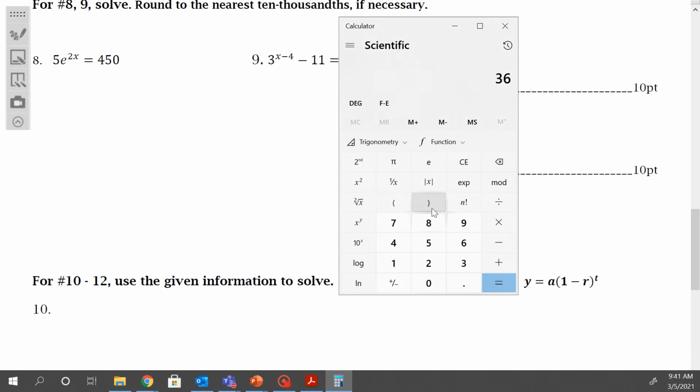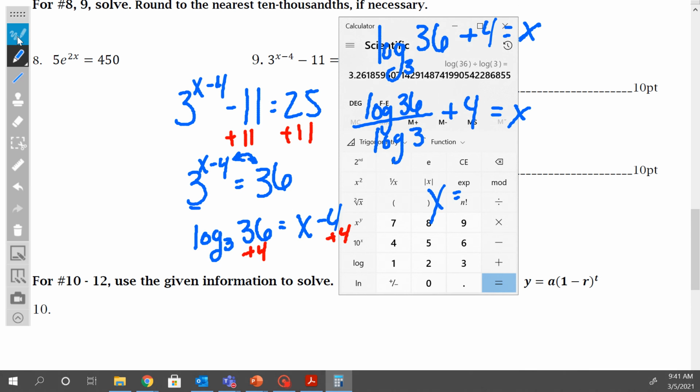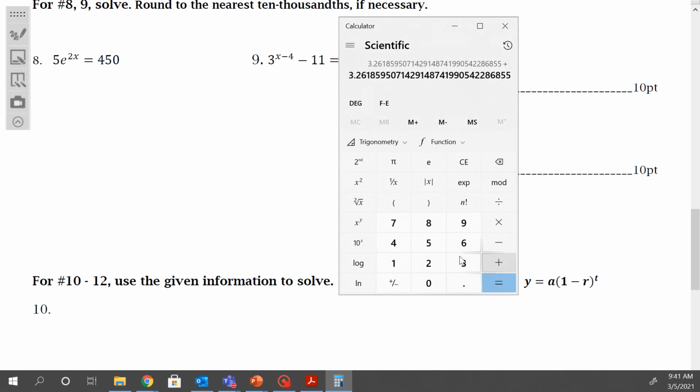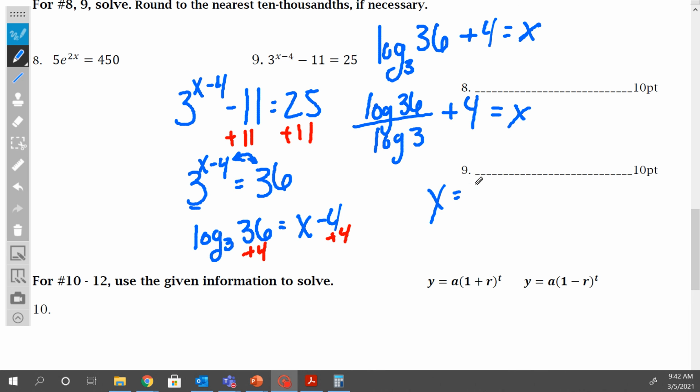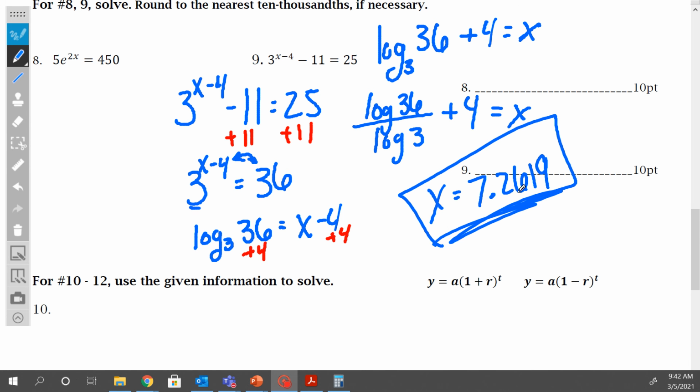So common log of 36 divided by common log of 3 is this. And then I add 4 to that, plus 4 is this. Rounded to 4 decimal places, so that 5 will round the 8 to a 9. So 7.2619. And that would be my solution to number 9.